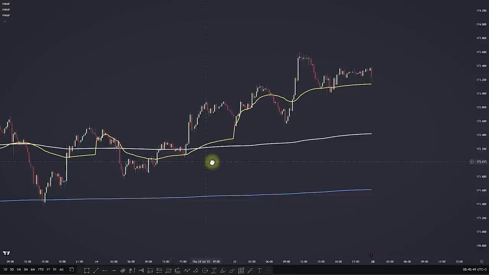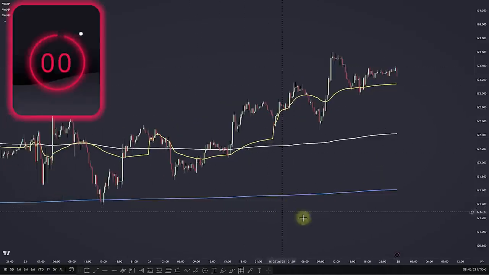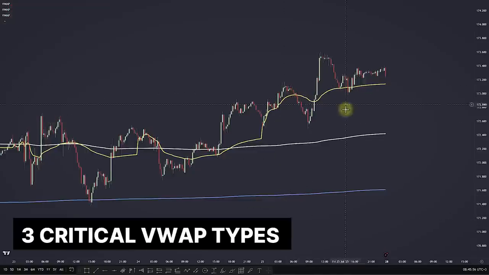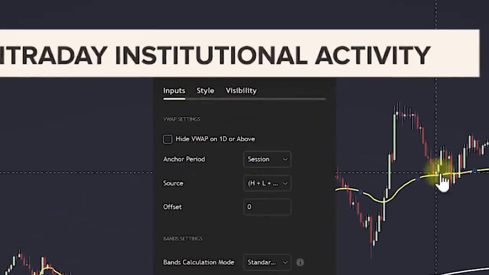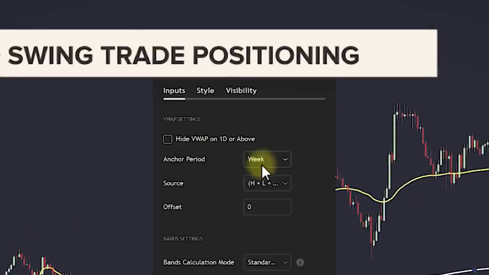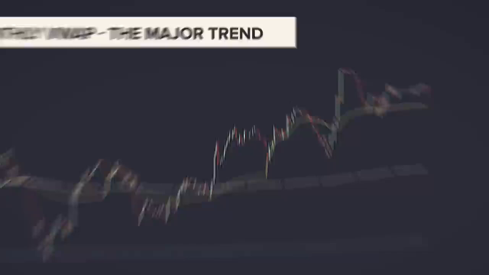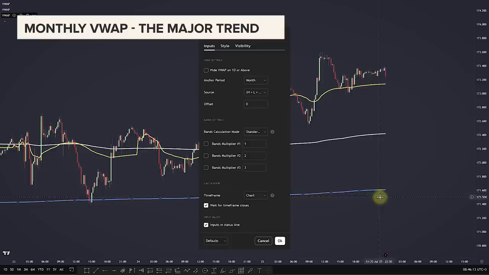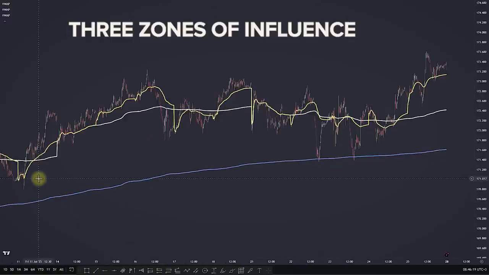Now pay attention to this part because it changes everything about how you'll use VWAP. There are 3 VWAP types that actually matter. Daily VWAP resets every session and shows you intraday institutional activity. Weekly VWAP captures the bigger swing trade positioning. Monthly VWAP reveals the major trend and where long-term players are anchored. Each one controls price action at different times.